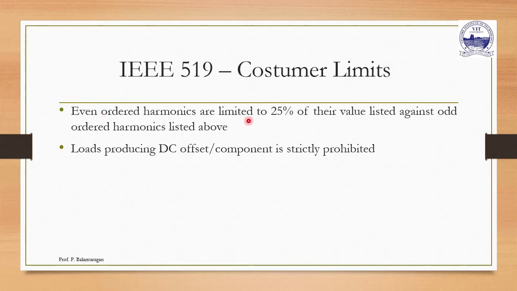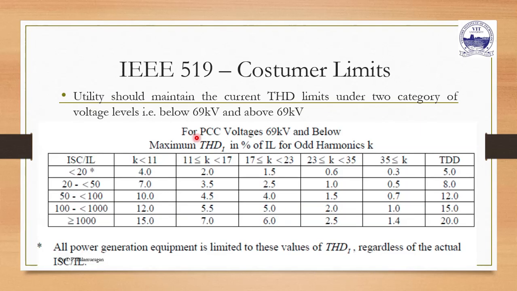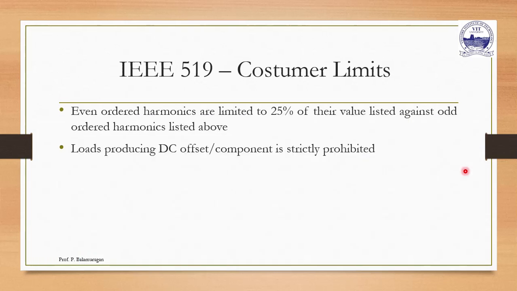So even order harmonics are limited to 25% of the average value listed against the odd harmonics listed above. But practically, even harmonics are 0 in the ideal condition, but due to the increase in power electronic load equipment, which in some cases introduces unsymmetric currents and voltages, there may be presence of even order harmonics in the system, and hence the magnitude of such even harmonics must be limited to 25% of the corresponding value against the odd order harmonics.